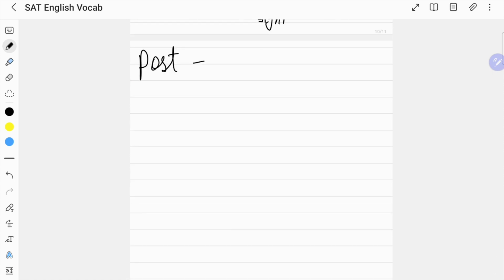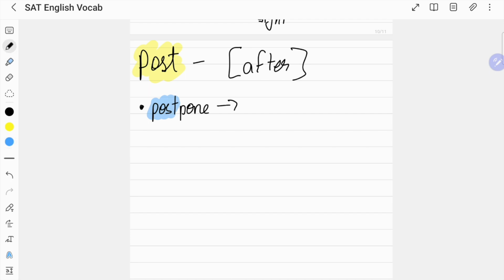Another root word is post, which normally means after. An example of the word post is postpone. Here post is the root word. Postpone, which normally means changing the plan to some other time.